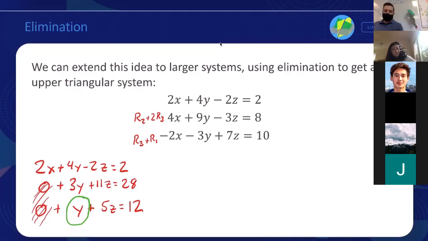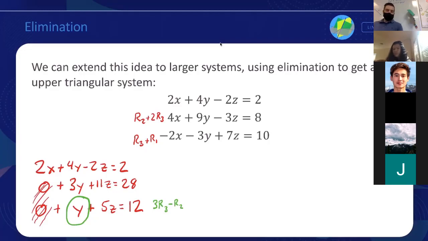So now I just need to go to the third one. I do not want to add a multiple of row 1. If I add a multiple of row 1, I will reintroduce x's into that row and have to figure out how to get rid of them again. So I've gotten rid of the x's. Don't add any more rows that have x's in them at this point. So I would take something like 3 times row 3 minus row 2.